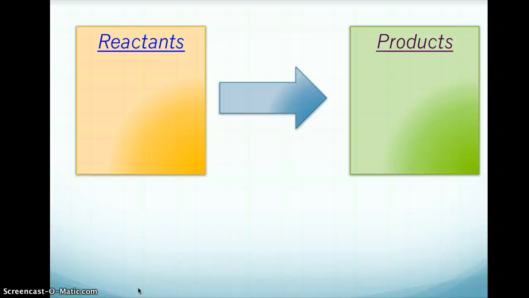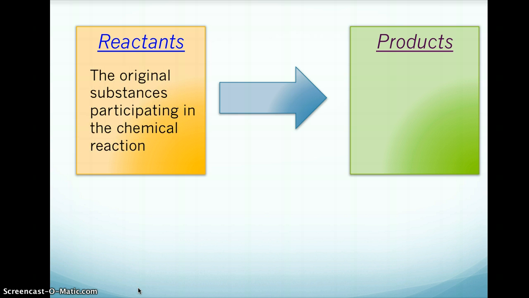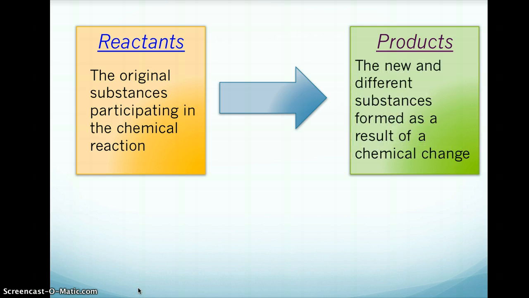And usually you'll see chemical equations or chemical reactions written using the symbols, the formulas, separated by an arrow. And that arrow you can pretty much think of as "yields" or "to form." The reactants are the substances that are participating in the chemical reaction, and the products are the different and new substances formed as a result of a chemical change.